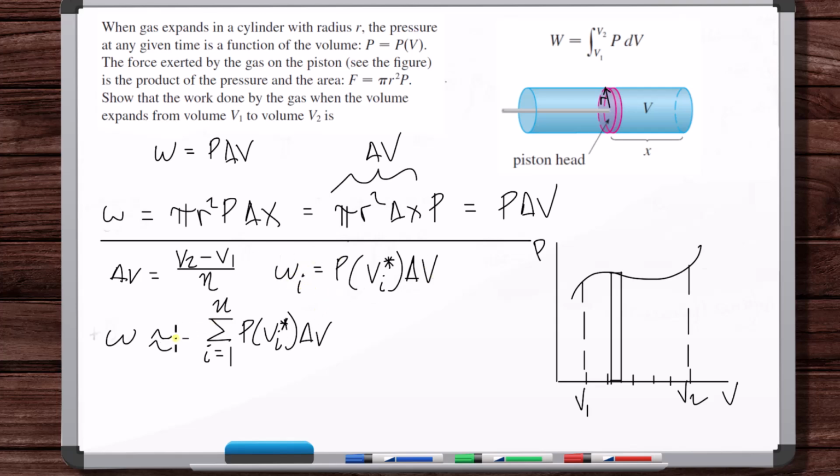But now when we sum all those intervals up from V1 to V2, it would be an approximation for the work done in the process. However, we can get the actual work done when we take the limit as n goes to infinity of this. This is the Riemann sum.